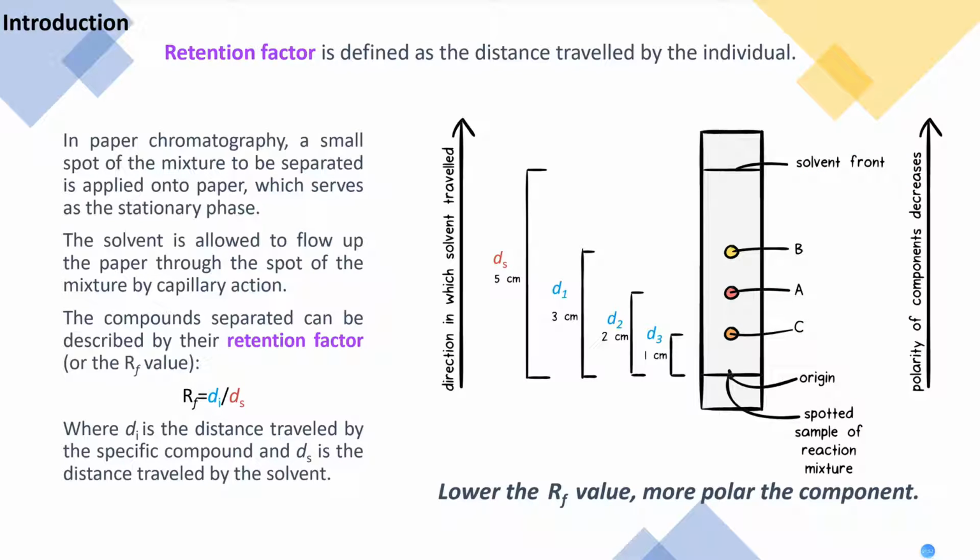In paper chromatography, a small spot of the mixture to be separated is applied onto paper, which serves as the stationary phase. The solvent is allowed to flow up the paper through the spot by capillary action. The compounds separated can be described by their retention factor, or the RF value. In this formula, di is the distance traveled by a specific compound, and ds is the distance traveled by the solvent.